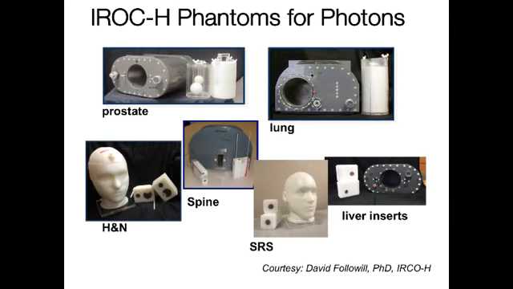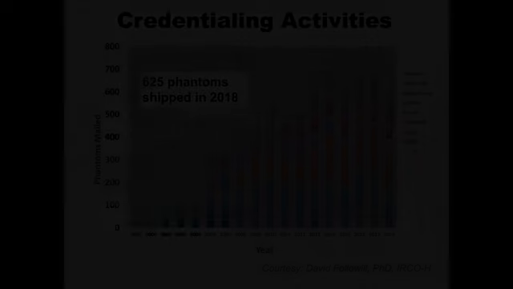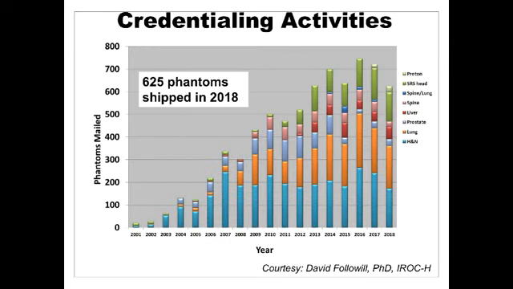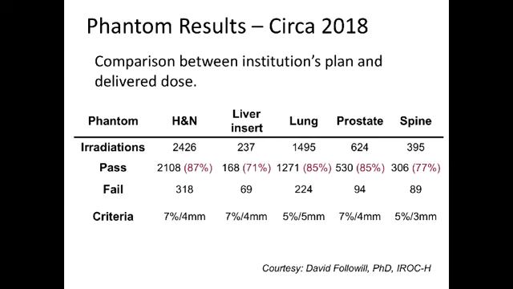So as I mentioned before, the IROC group has these many various phantoms available, and they've been quite actively using them. In 2018, they shipped 625 phantoms. This is data from Dave Followill, and you can see the breakdown of the different types of phantoms that were shipped out. So there's a lot of information now in this database, and here's some of what's coming out. So you'll see the pass rates for the various phantoms here. 87% for head and neck, 71% for the liver, 85% for the lung, 85% pass rate for the prostate phantom also, and then 77% pass rate for the spine.